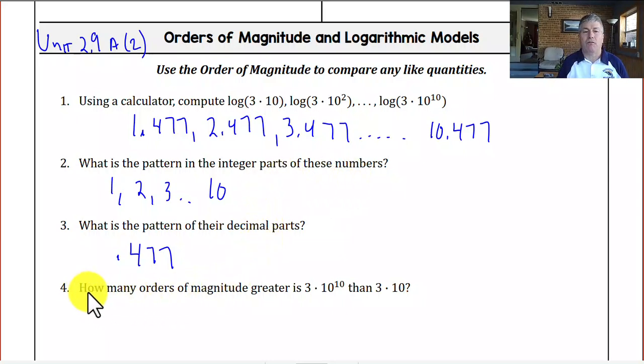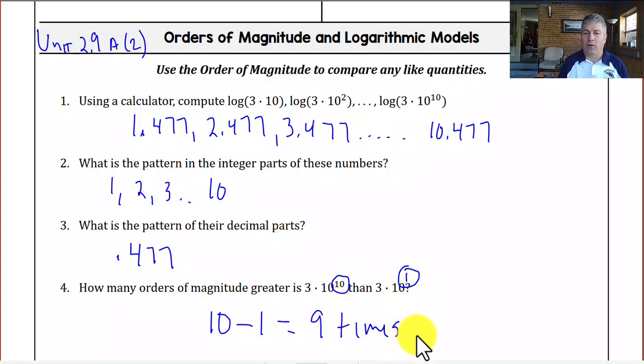So in question 4, how many orders of magnitude greater is 3 times 10 to the 10th than 3 times 10 to the first power? And the answer to that is it's 9 times greater, because the exponent on 10 to the 10th minus the exponent on 10 to the first is 9. So 10 minus 1 is 9, and we get 9 times greater.